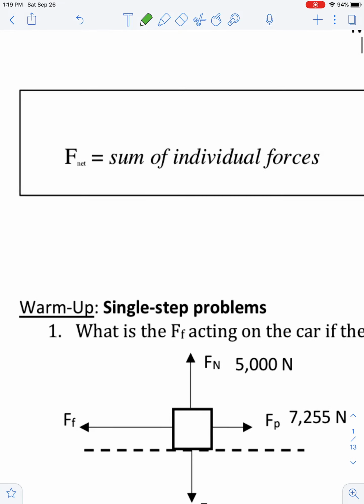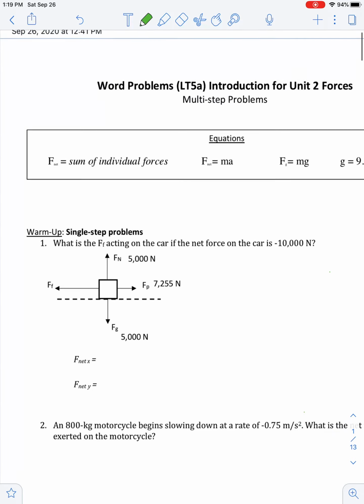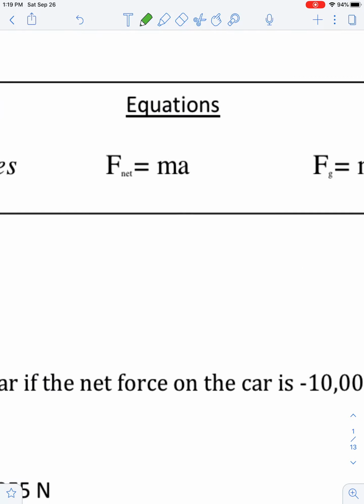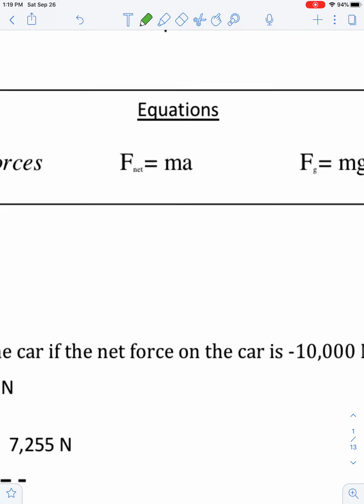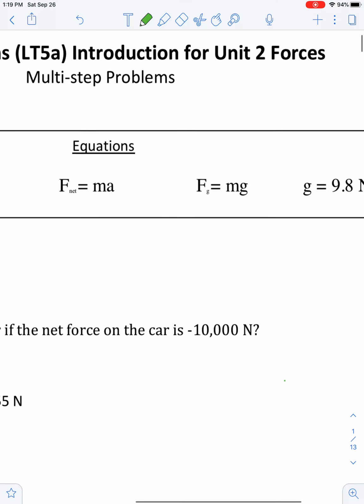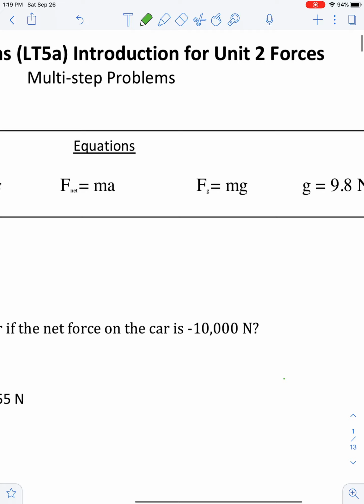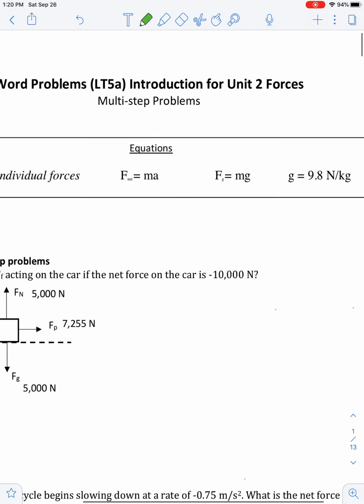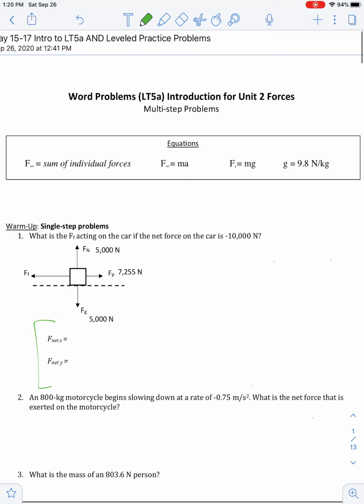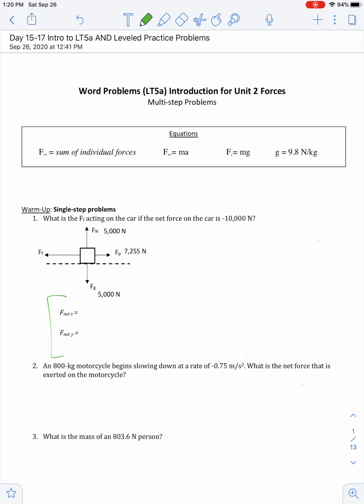One, just a reminder that F net is the sum of individual forces. I don't use that equation a whole bunch. It basically is saying we're going to use these F net X, F net Y equations. Second equation, the net force is equal to mass times acceleration. We know that equation. Third one, Fg equals mg. We haven't used that one in a while, but weight is the force of gravity, and that's equal to mass times g, and on Earth we use g equal to 9.8. So we'll use those equations to solve these problems today.